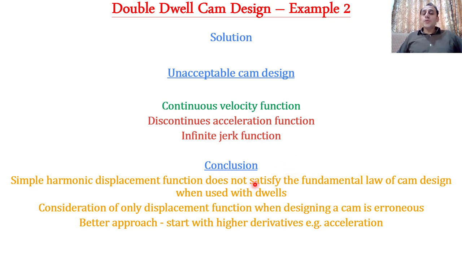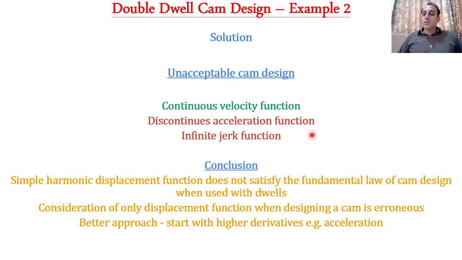Okay, the conclusion is, if we use simple harmonic functions for the design of a cam and follower mechanism that has dwells, then that simple harmonic function will not be able to give us an acceptable cam design. But if we use the same simple harmonic functions without the dwells, meaning we have a rise and a fall, then we will get an acceptable cam design. You're getting my point? In the previous example we had two dwells and we were using the simple harmonic function as the displacement function, and we got those issues because of which the cam design was not acceptable.